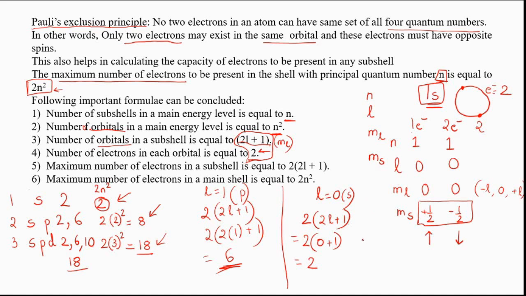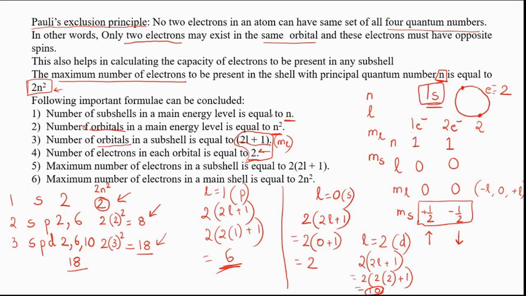Similarly, we can do for d. So for d, L is equal to 2. So 2 into 2L plus 1. This gives us 2 into, the L value is 2 for d orbital. So 2 2s are 4 plus 1 gives us 5. 5 2s are 10. So the maximum number of electrons in a d orbital is equal to 10.